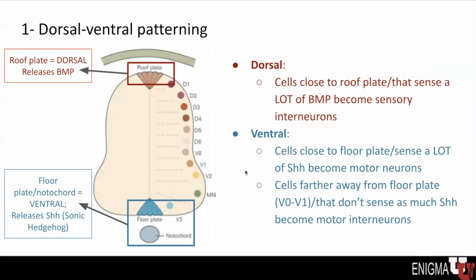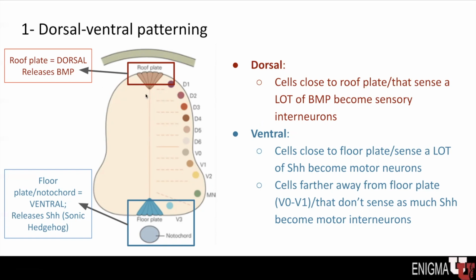And so when we're talking about dorsal ventral patterning, this would be the top of the neural tube, and this is the bottom of it. At the roof plate, or the dorsal side, this is what releases BMP. And BMP stands for bone morphogenetic proteins. It's a family of proteins that are similar. And then at the floor plate of that neural tube, above the notochord, this is the ventral side of that neural tube, and it releases sonic hedgehog, which you might sometimes see written as SHH, an acronym for sonic hedgehog. Now, these are signaling proteins that help to determine what the different cells become.